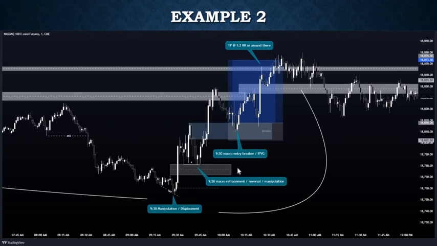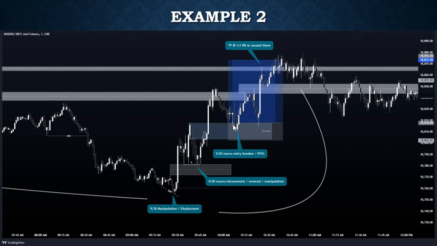So we got a unicorn setup here for a retracement to then continue higher, but that is not our entry. You can enter, but that is not our entry. Our main entry is going to be at the 950 macro breaker or inverse fair value gap entry. After we get that first retracement, let's have a second retracement. Second retracement is going to be our breaker entry. Enter on this breaker here. This is going to be our entry.